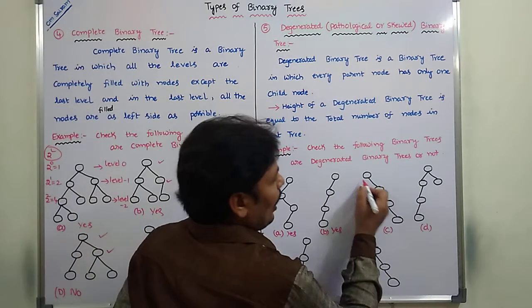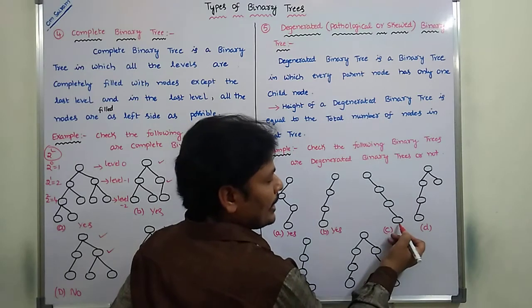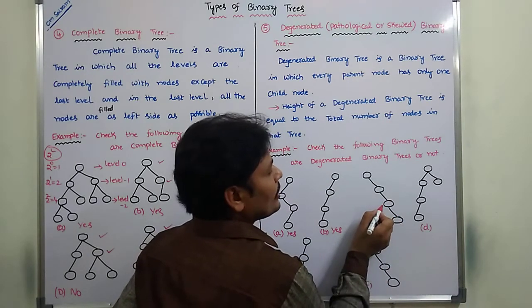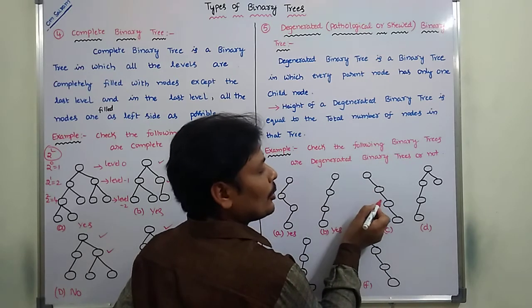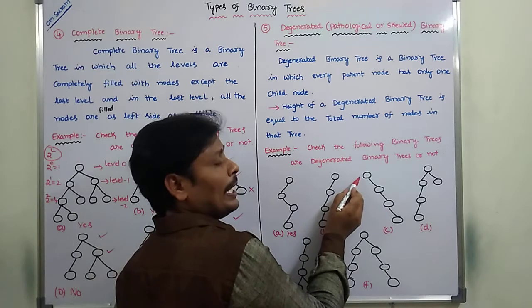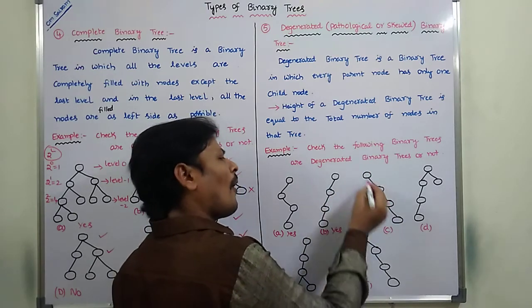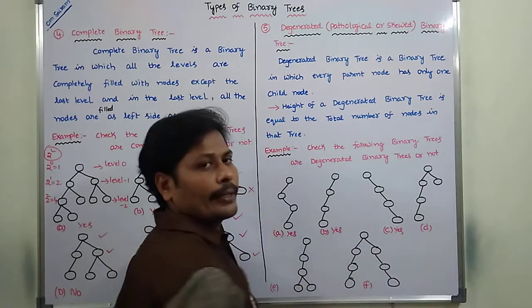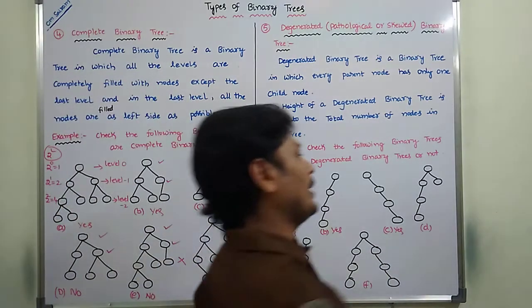Next one. Now consider this one. For this node, this is the parent. It has only a right child. For this node, this is the parent. It has only one child. For this node, this is the parent. It has only one child. All are right children. No problem. It is a skewed binary tree or degenerated binary tree.